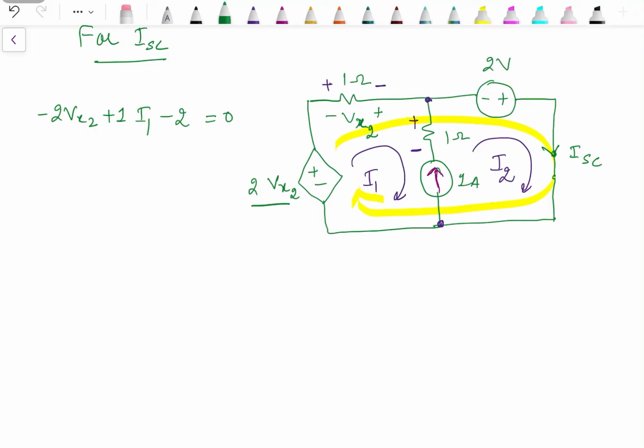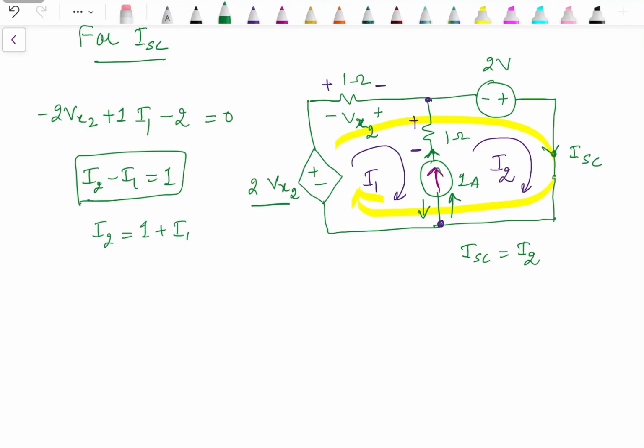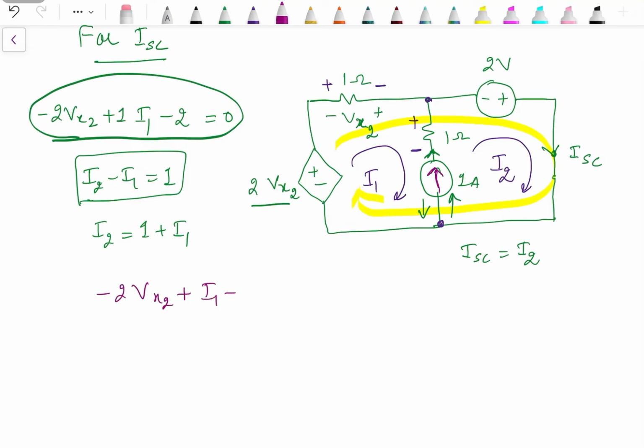This is one equation. The second equation is the constraint equation. The constraint is that the resultant current through this branch should be 1 ampere and it should be in the upward direction. I2 is flowing in the upward direction, I1 is in the downward direction. So I2 minus I1 should be 1. Also ISC is the same as I2. So if we know the value of I2, then we have the value of ISC. So I2 is equal to 1 plus I1. We need the value of I1. We have just one equation over here, that is minus 2Vx2 plus I1 minus 2 equal to 0.